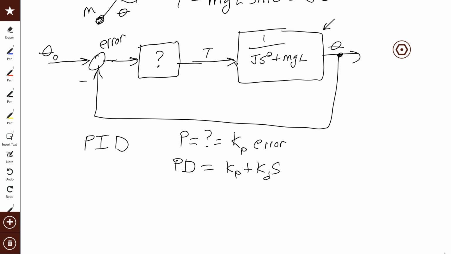Why did I call it KP? Because it multiplies by the error, right? If you take that equation, KP plus KDS, and shove it into that little question mark, error comes in. Error gets multiplied by KP. That's proportional. That's what it means, proportional. It's whatever the number is that you're getting, error, and you multiply it by a constant. It's always proportional.